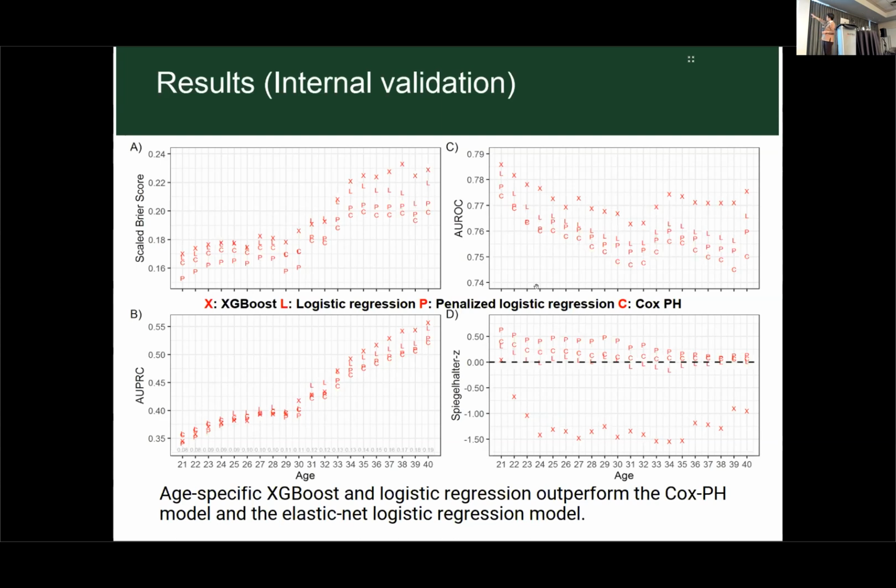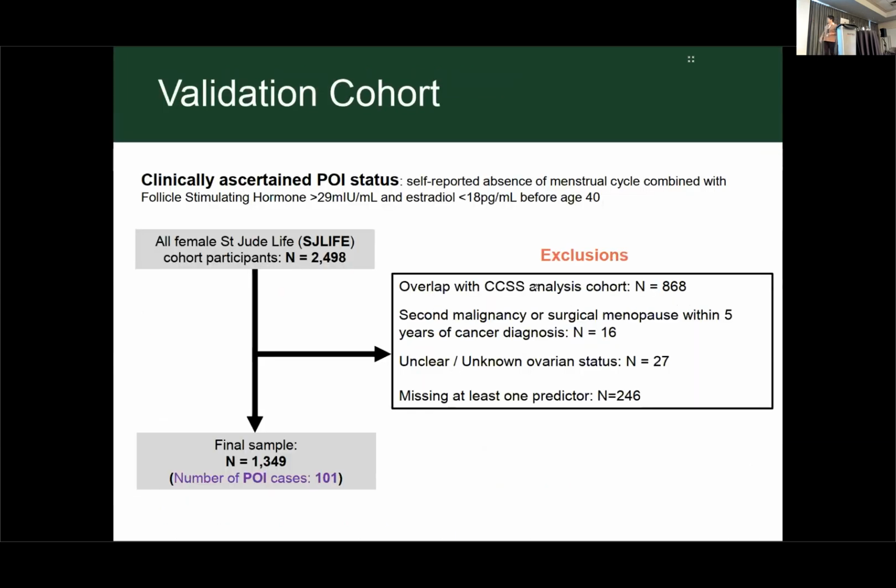So we send the XGBoost, which is a black box machine learning model, and then the logistic regression for the external validation. This is our external validation data set. It is a Sanju Life cohort of participants. We had about 2,500 patient survivors there. After exclusion, we have 1,300 patients with 100 POI cases observed.